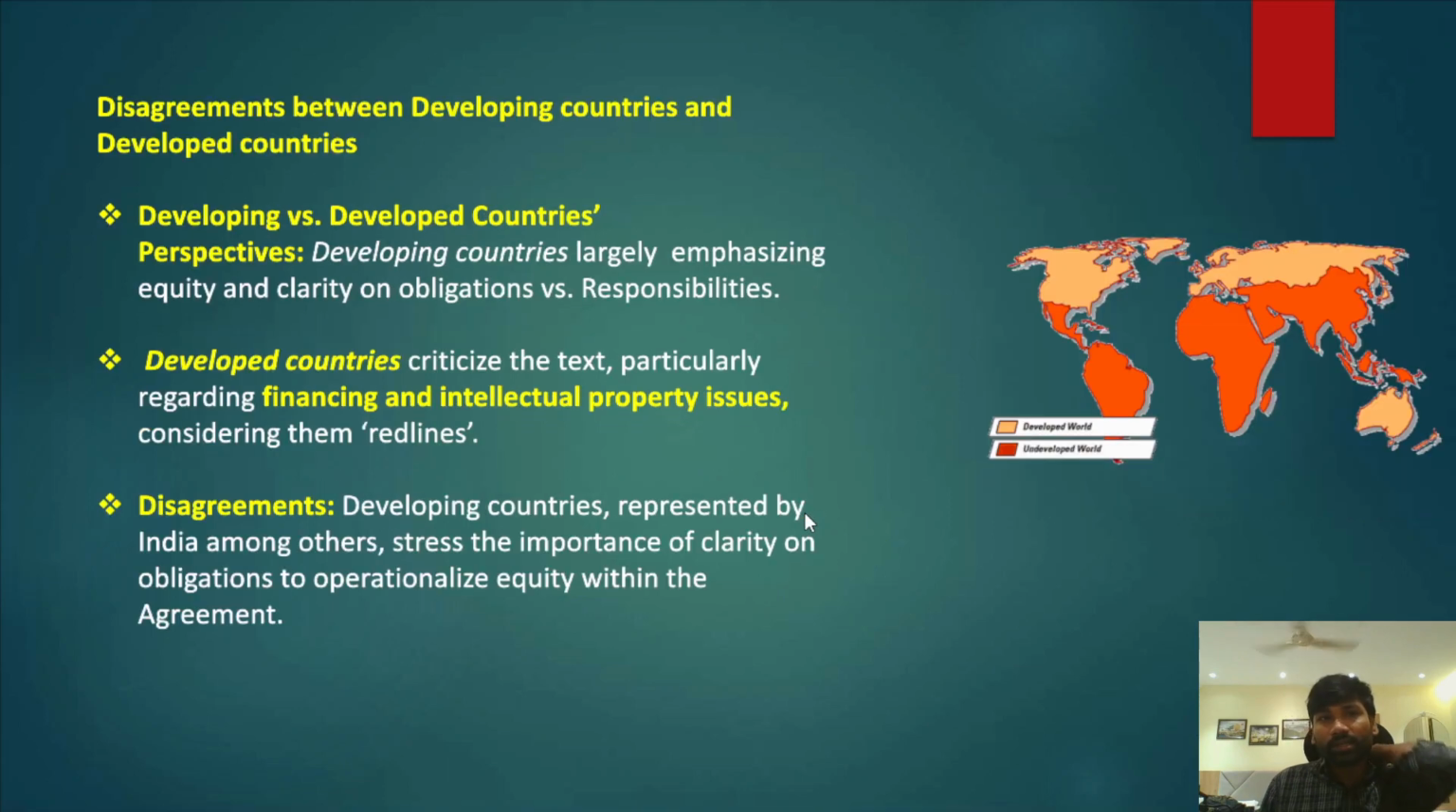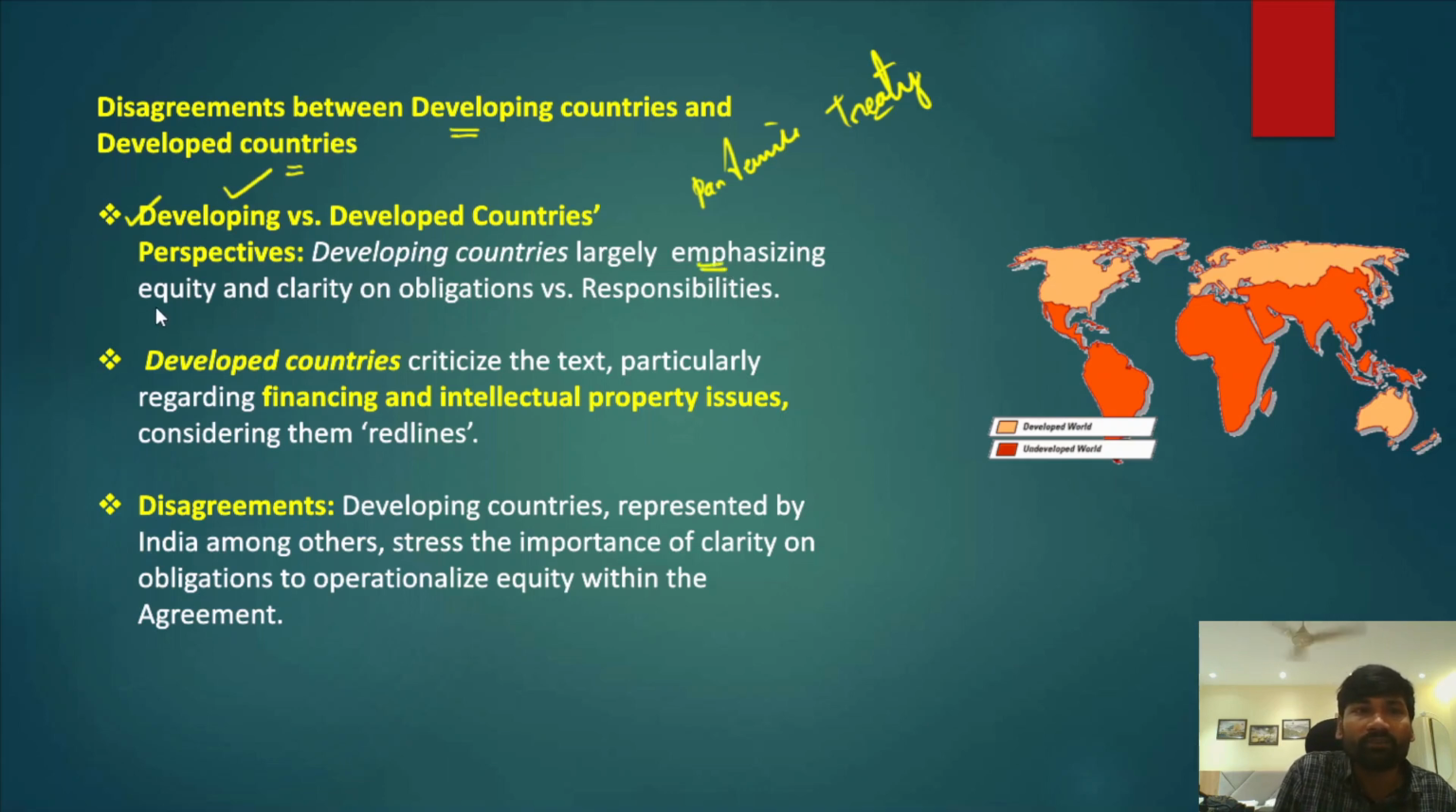Apart from that, there are certain disagreements between developing and developed countries with respect to the establishment of the pandemic agreement and pandemic treaty. Firstly, we will see the conflict between developing and developed countries. Each of these countries or blocks has different opinions with respect to the pandemic treaty. Firstly, if you look at the developing countries, they are largely emphasizing vaccine equity. Now, why are they emphasizing vaccine equity?